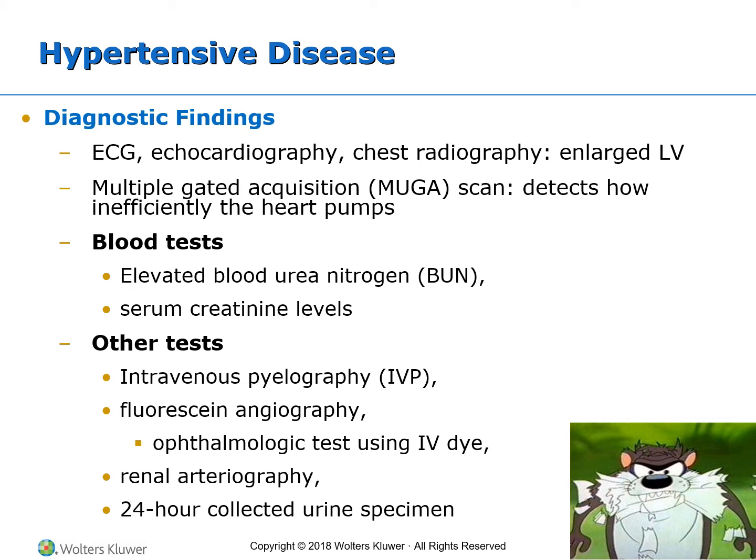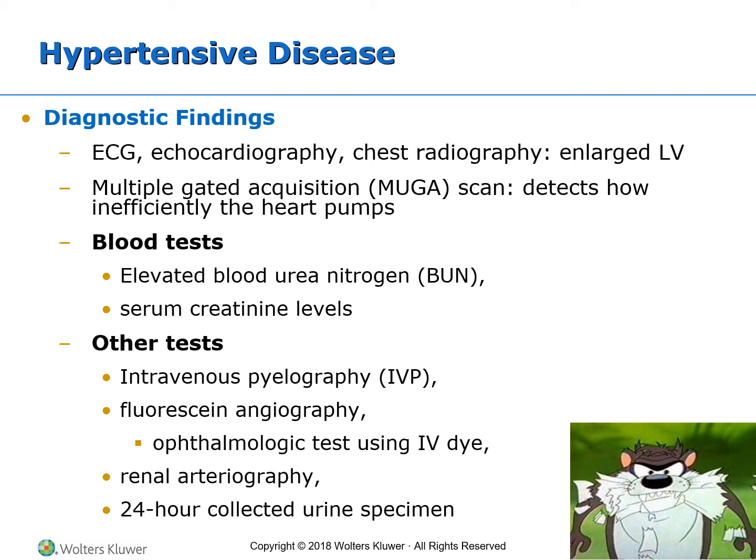Diagnostic findings. Diagnostic tests are performed to determine the exact cause and the extent of organ damage. Electrocardiography, echocardiography, and chest radiography may reveal an enlarged left ventricle. A multiple gated acquisition scan, abbreviated MUGA, a test that detects how well or inefficiently the heart pumps, can detect heart failure that may be associated with hypertension. Blood tests may show elevated blood urea nitrogen and serum creatinine levels, indicating renal function problems, kidney function problems. Findings that excretory urography, such as an intravenous pyelography, which is an IVP, may further validate.